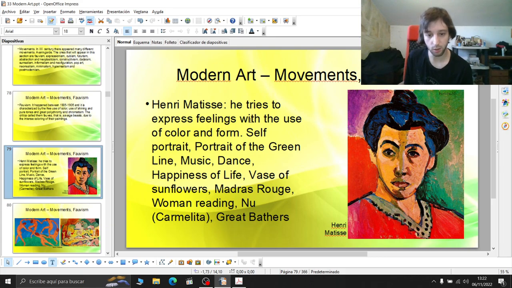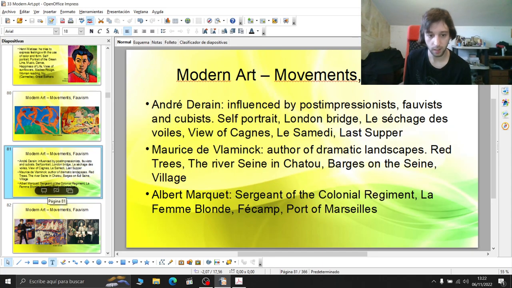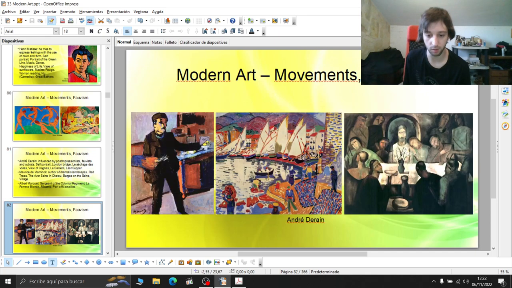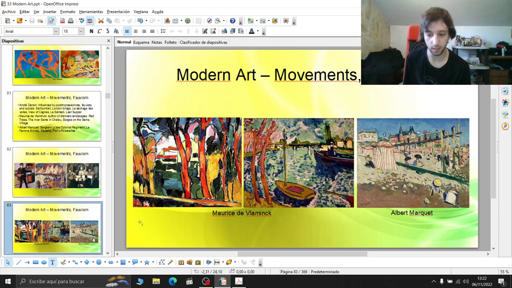Henri Matisse tries to express feelings with the use of color and form. Self-portrait, portrait, well, here just different artworks. Henri Matisse. André Derain, influenced by post-impressionist, Fauvist and Cubist. Maurice de Vlaminck, author of dramatic landscapes. And Albert Marquet, just another author. André Derain, Maurice de Vlaminck, and Albert Marquet.